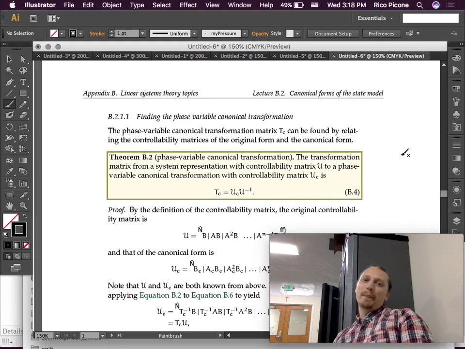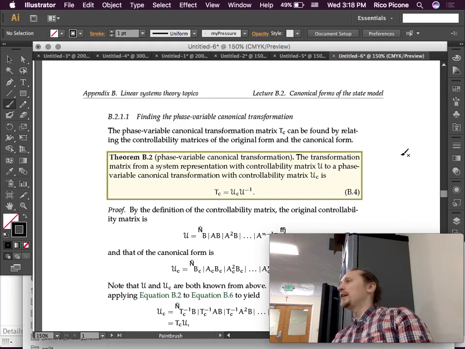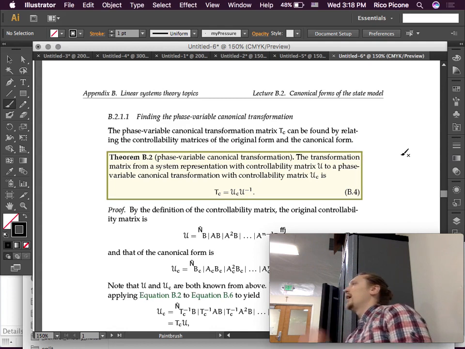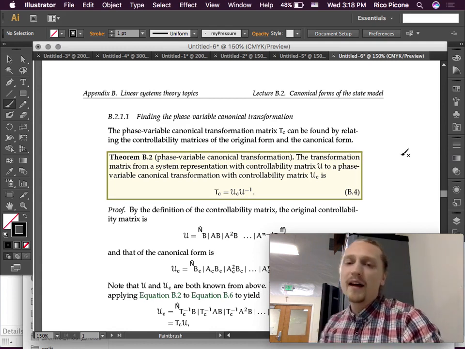Okay. So the phase variable canonical form transformation matrix Tc can be found by relating the controllability matrices of the original form and the canonical form. What is controllability? What is a controllability matrix? I'm glad you asked. You know what we have for that?